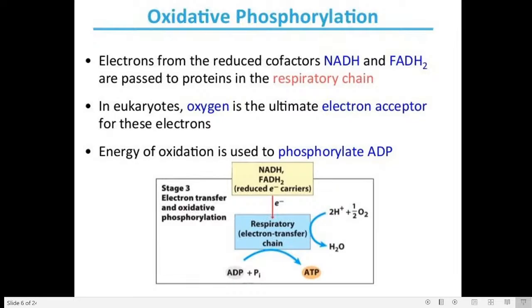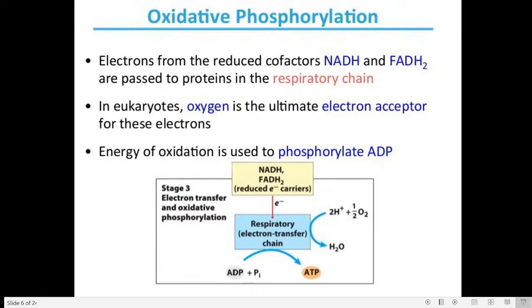In eukaryotes, oxygen is the terminal electron acceptor for these electrons. So NADH and FADH2, the reduced cofactors, carry the electrons. These electrons are ultimately transferred to oxygen. Oxygen is the ultimate acceptor, receiving the electrons.